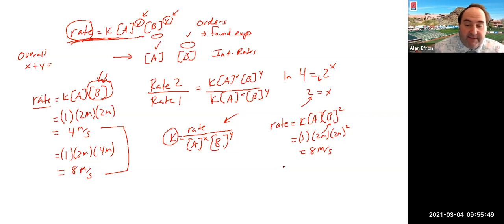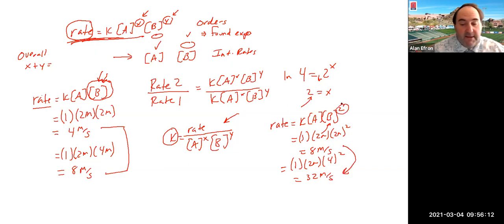And again, if we decided to double that guy that's actually squared, how would that affect the rate? So if we want 4 squared, that's going to be 16. 16 times 2 there is 32. We will actually end up with 32 molar seconds. So again, in this case, by doubling the concentration, because the order is 2, we go up by a factor of 4 in terms of the rate.